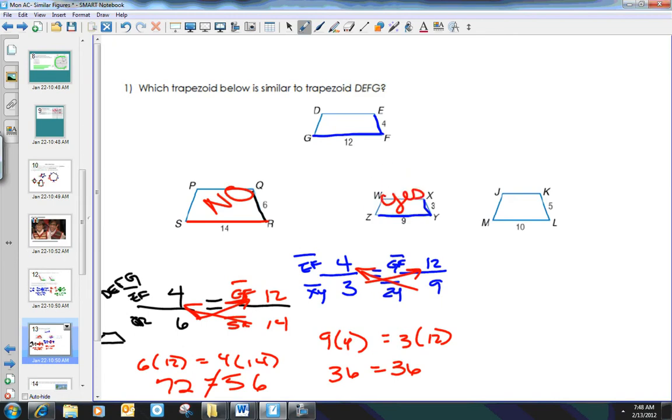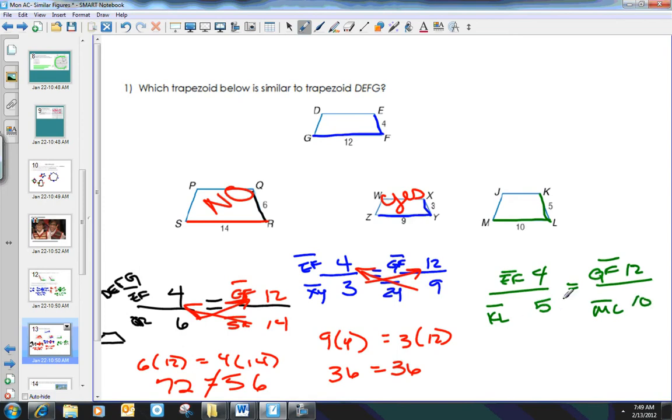Let's do the last one just to make sure that we've got the right one. And we're going to look at segment EF is 4. And the matching, corresponding segment is KL, and that is 5. And then GF is 12. And the matching or corresponding segment is ML, and that is 10.